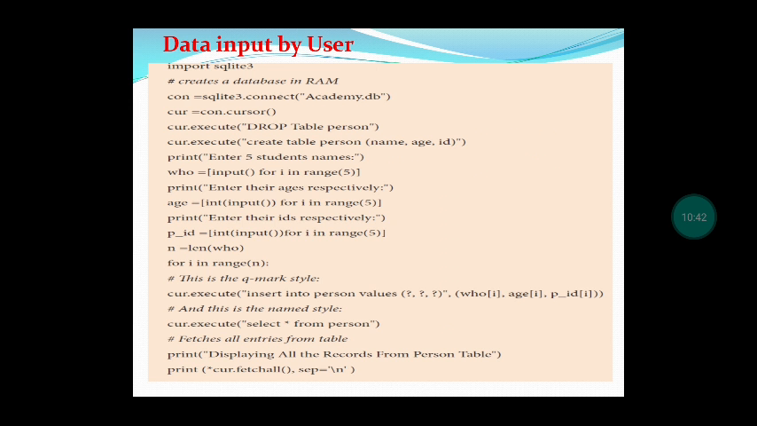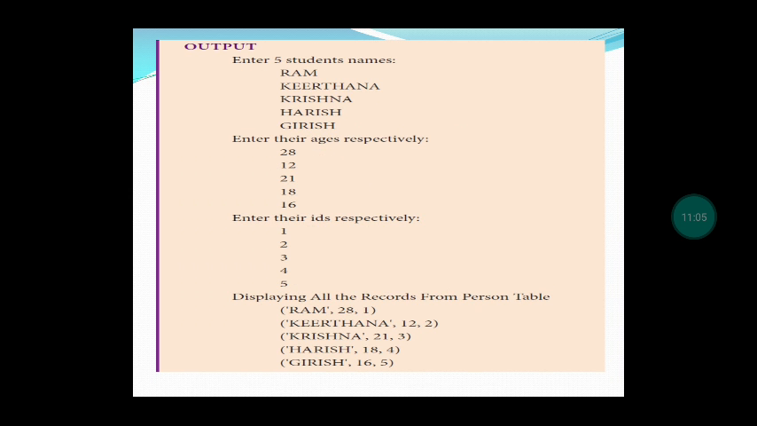Next, we can input the data by the user. In the previous examples, we didn't receive any input from the user. In this example, we are going to receive the 5 students' names and their ages and their IDs. In this example, we are going to get the input from the user. Let us see the output. First, we are asking to enter 5 students' names. The user has given Ram, Kirtana, Krishna, Harish and Girish.